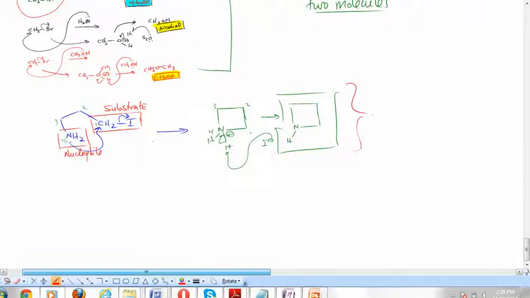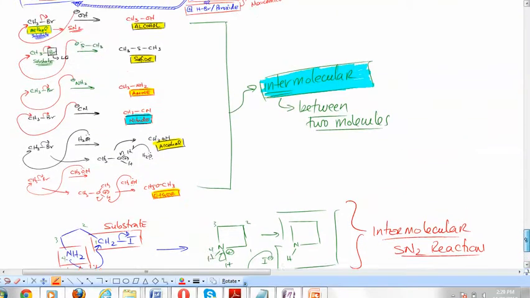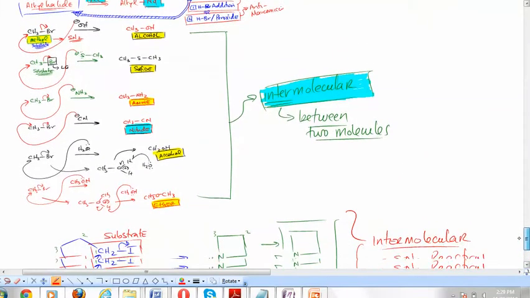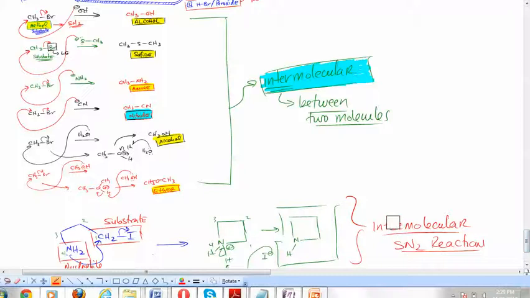So this here is an intramolecular SN2 reaction. So we looked at the intermolecular, and this is an intramolecular SN2 reaction. Are all SN2 reactions intra? No, we can have both. But for the most part, you're gonna see inter.